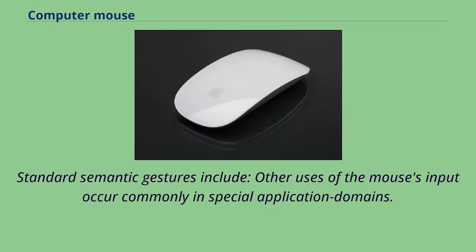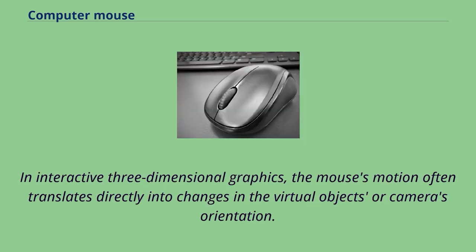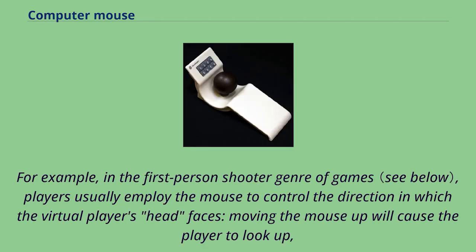Standard semantic gestures include. Other uses of the mouse's input occur commonly in special application domains. In interactive three-dimensional graphics, the mouse's motion often translates directly into changes in the virtual object's or camera's orientation. For example, in the first-person shooter genre of games, players usually employ the mouse to control the direction in which the virtual player's head faces.